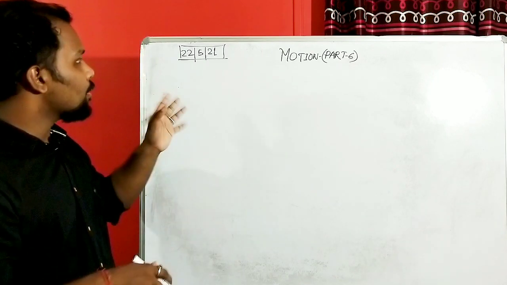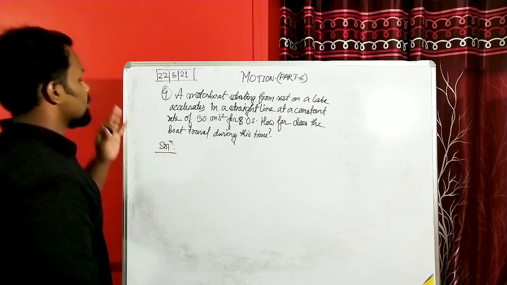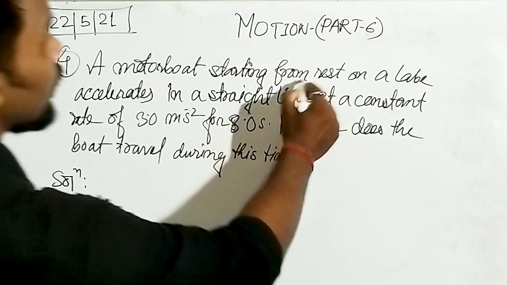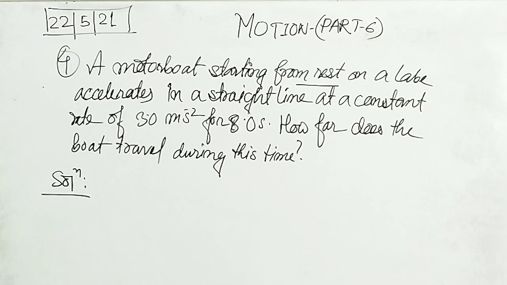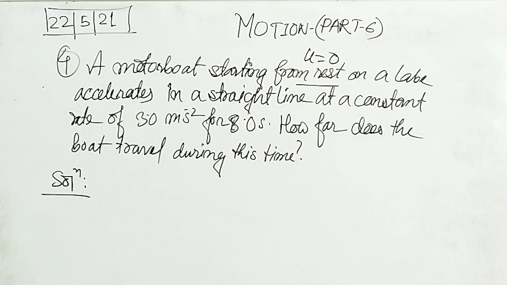Now we will start from question number 4. This is our question number 4. Look closely at what this question is saying: a motor boat starting from rest. One important thing, starting from rest, that means u is going to be 0, since it has been starting from rest.